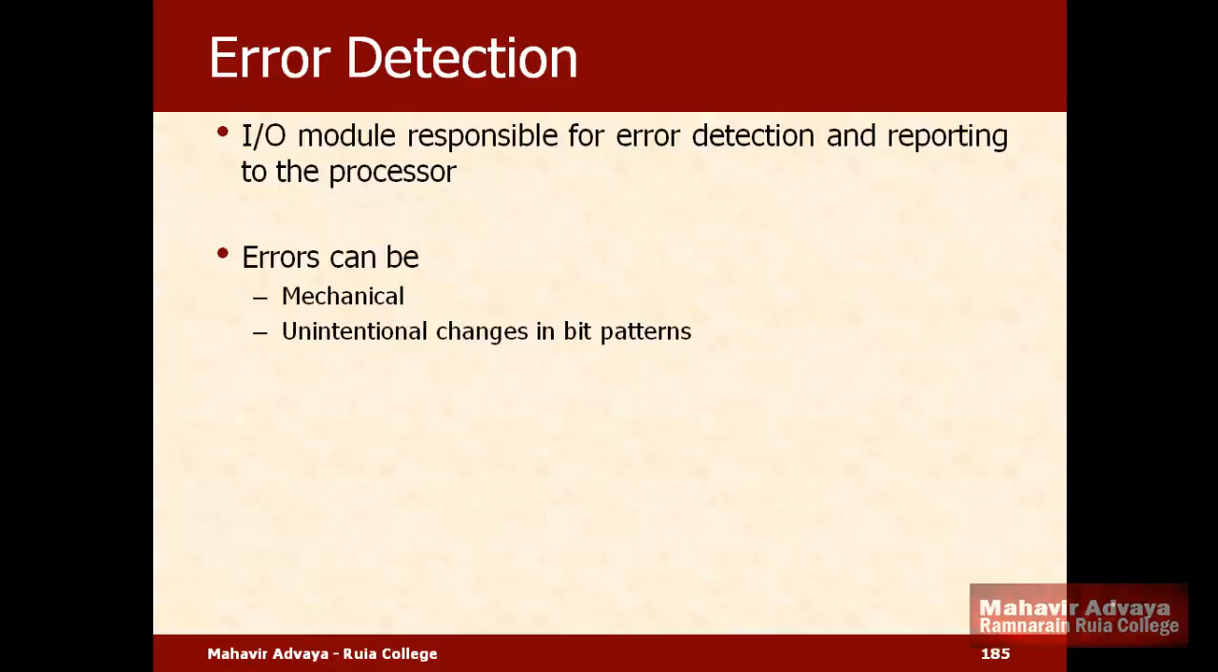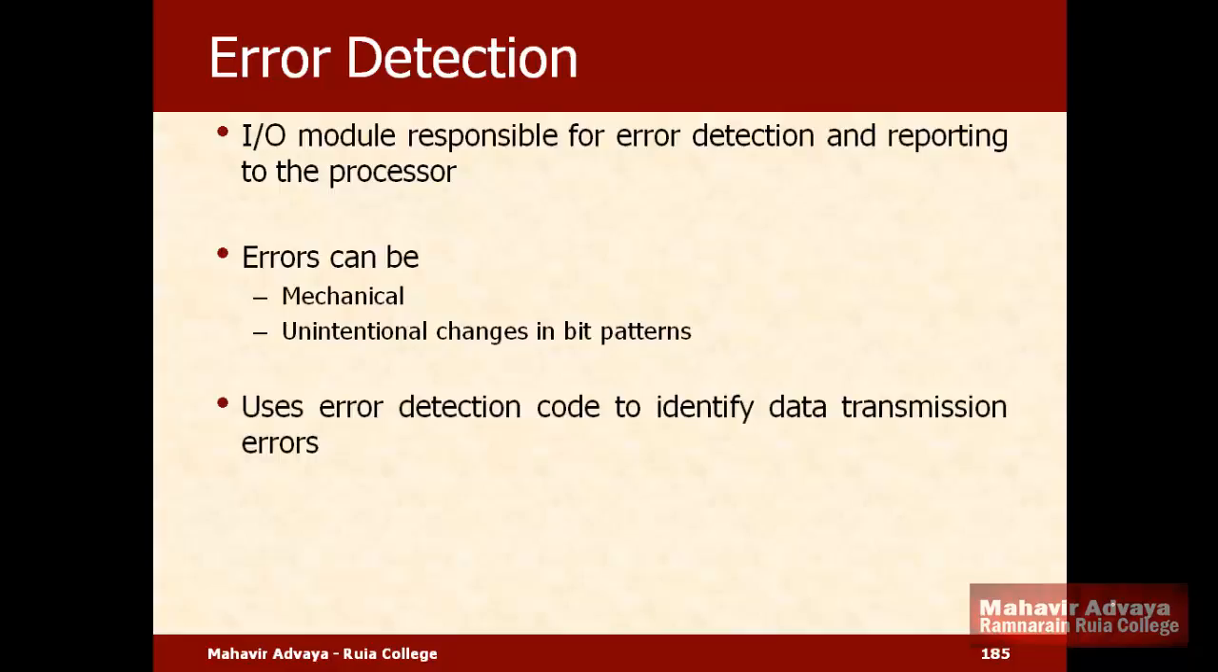It also identifies unintentional changes in the bit pattern. When something is being transferred and there are changes in the bit patterns between the data sent and received, this is also identified by the input output module. It uses error detection codes to identify data transmission errors, for example the parity check, even parity and odd parity, which is used for checking bit changes in the data sent from the IO module. This is how the input output module performs the data transfer between the peripheral devices and the processor.